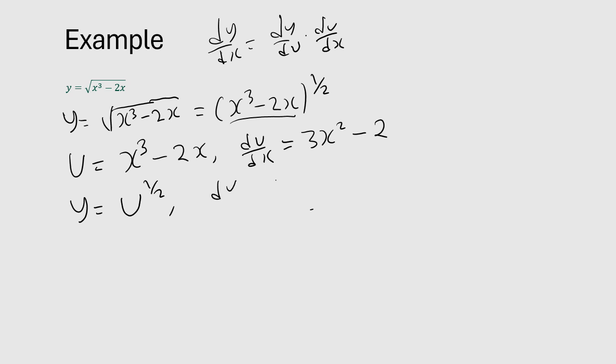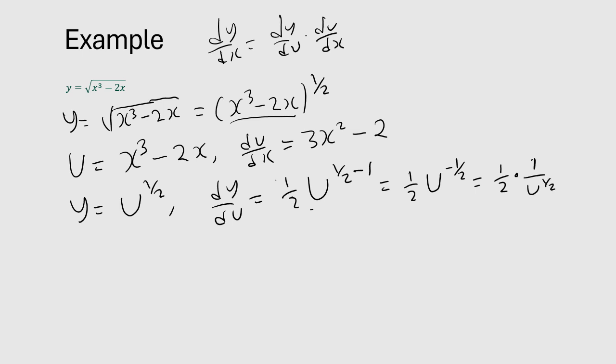And for this one, I will have dy over du is equal to u power 1 over 2. I'll take the 1 over 2 here and subtract 1 from it. Then I'll have 1 over 2 u power 1 half minus 1, which is minus half. If I like, I can easily write it as 1 over 2 times this, or I can write it as 1 over u power half. So I will take the u power half, remove the negative, and take the u power half as the denominator. So I have 1 over 2 u power half.